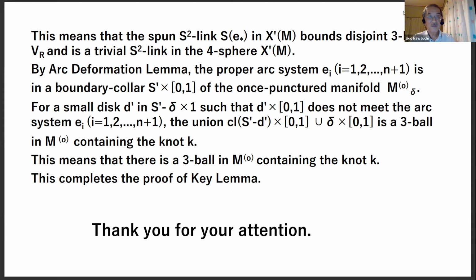By the arc deformation lemma, the proper arc system Ei is in the boundary collar S dash cross I of the once punctured manifold M0 delta. For a small disk D dash in S dash minus delta cross 1, such that D dash cross I does not meet the arc system Ei, the closure of S dash minus D dash cross I union delta cross I is a 3 ball in M0 containing the knot K. This means there is a 3 ball in M0 containing the knot K. This completes the proof of the key lemma. Thank you for your attention. Just finished.